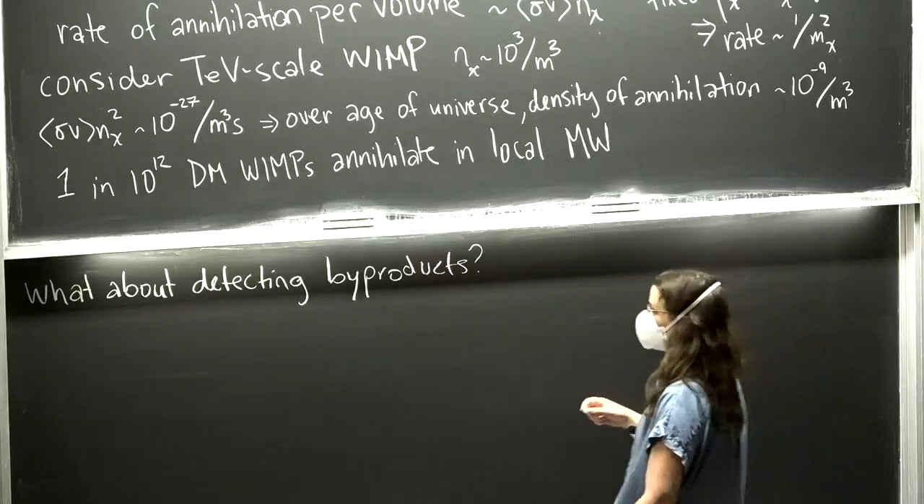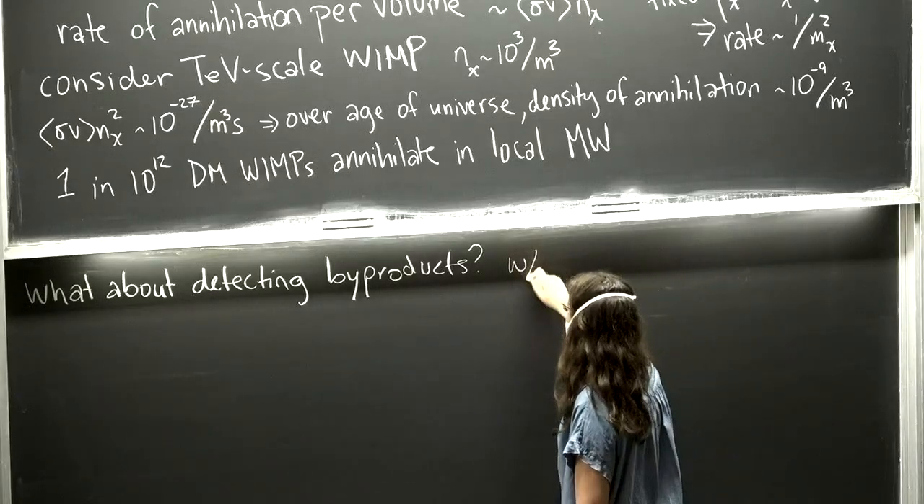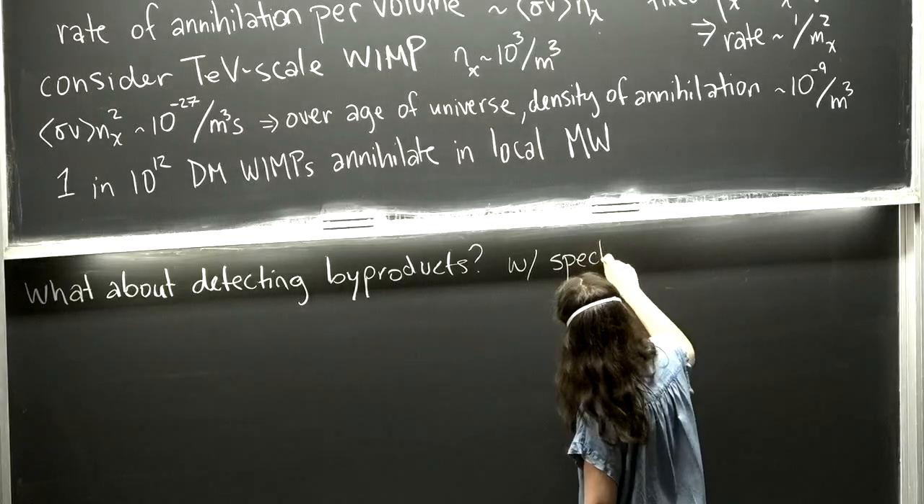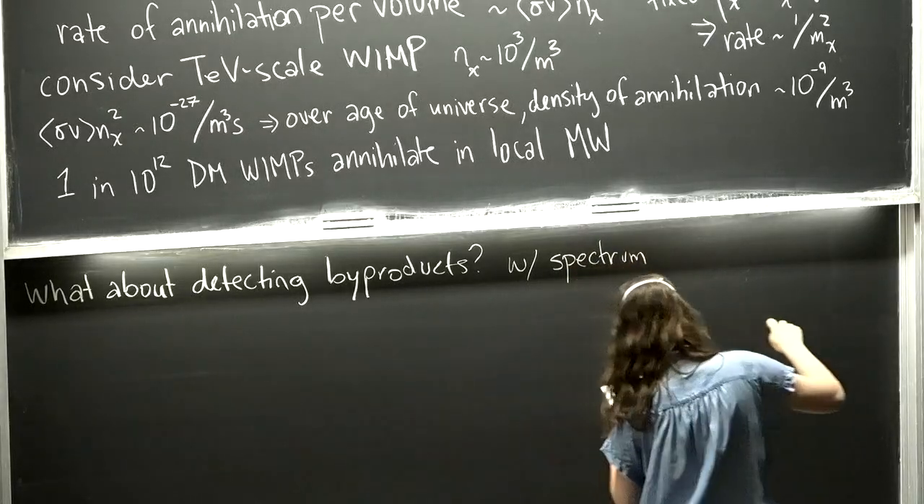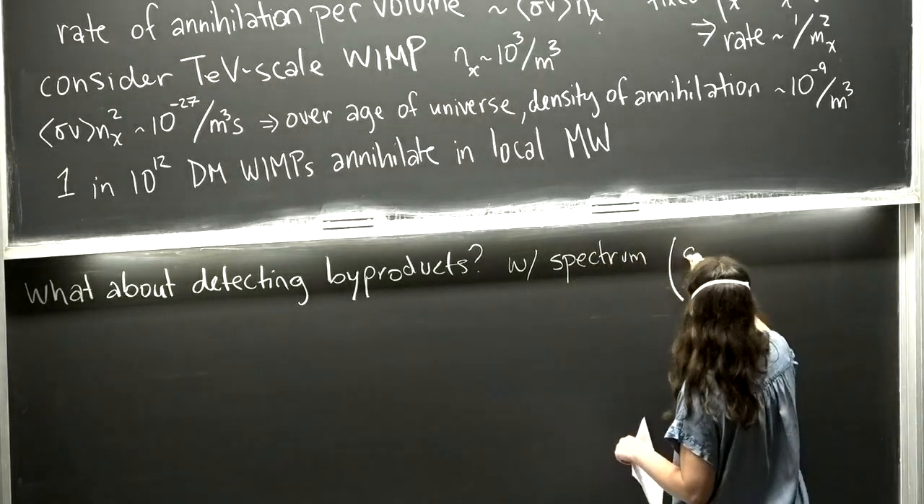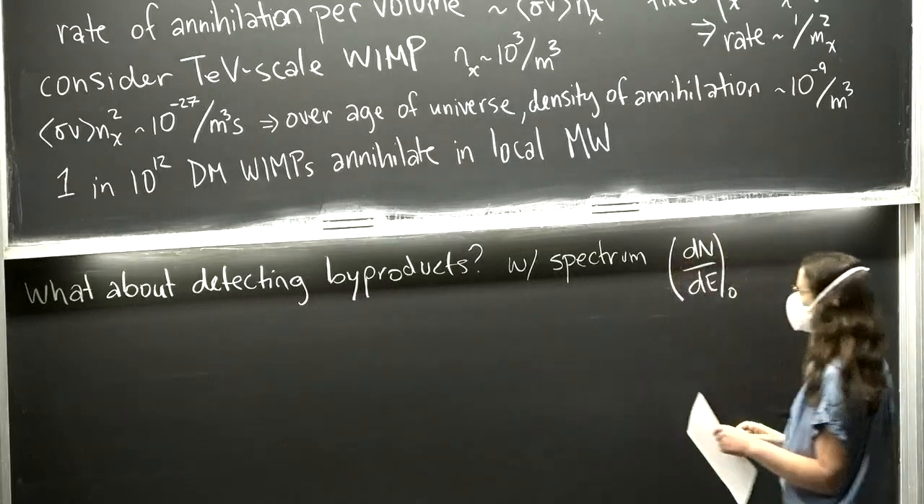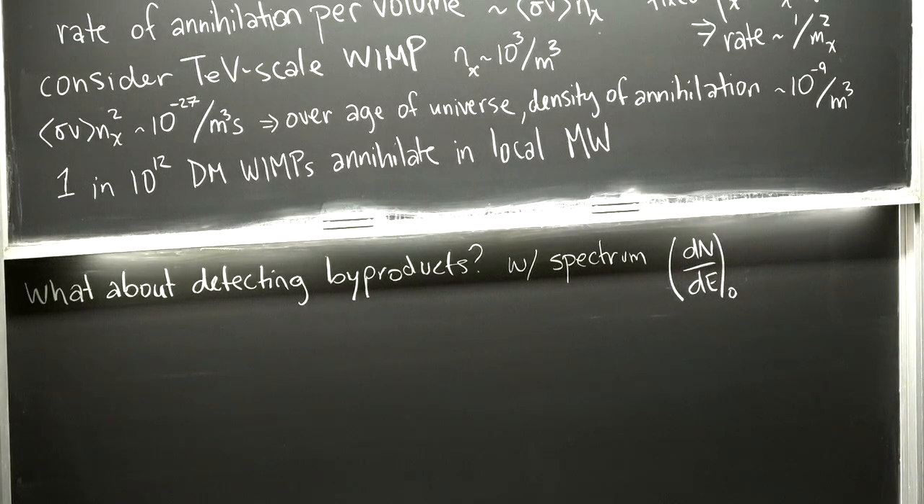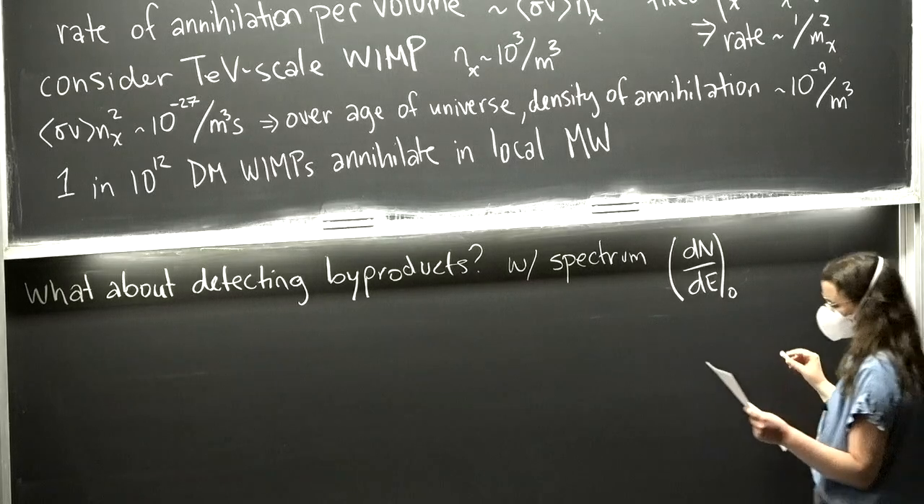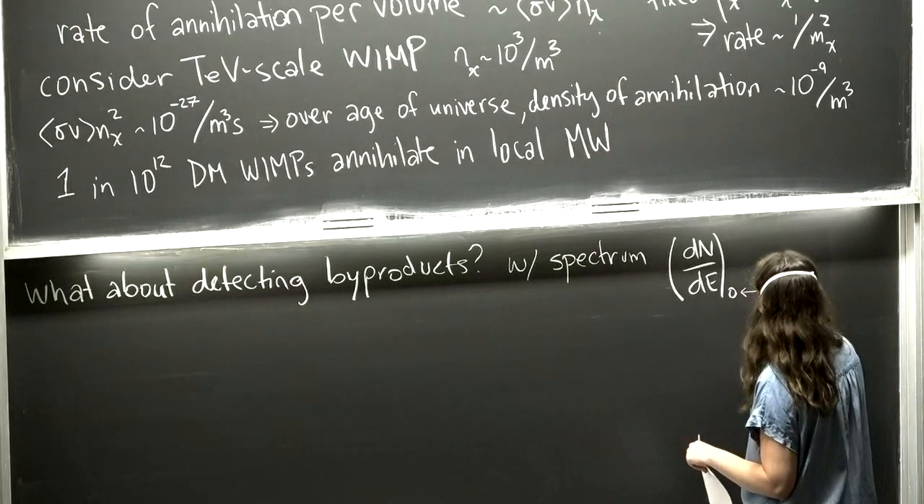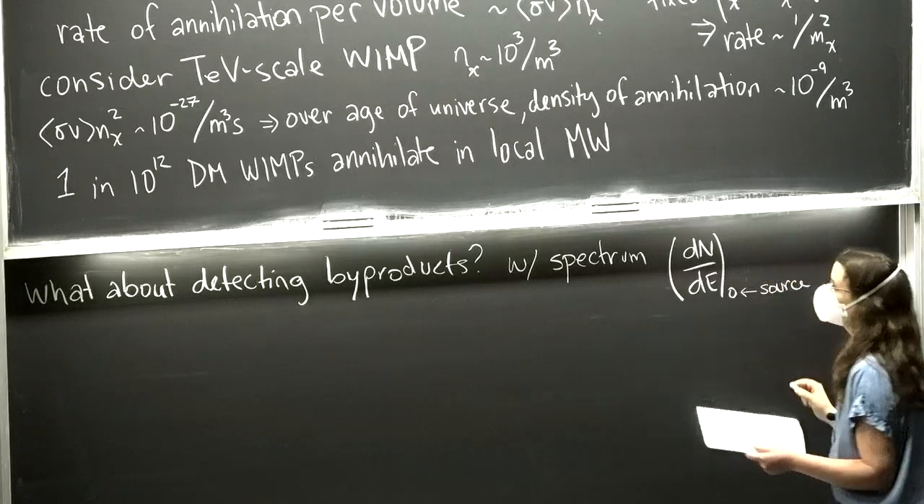In particular, let's talk about byproducts with a spectrum of, I'm going to call it dN/dE naught. And this is just how many photons I make in a given energy bin. And this naught denotes that this is at the source. Okay?